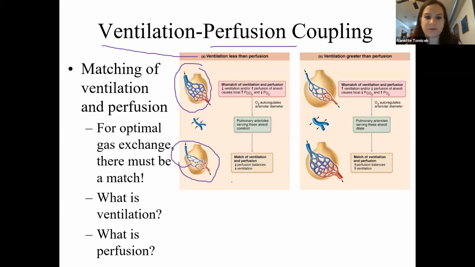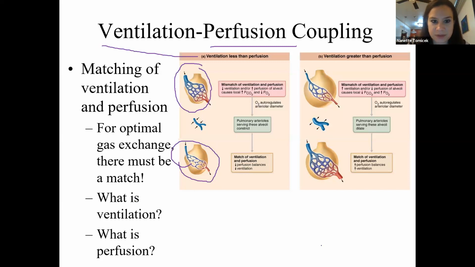If you need a refresher on the definition for perfusion, right, this is blood flow per tissue weight. So certain tissues weigh more, certain tissues are more densely in need of blood flow. So we have to make sure that we're matching ventilation and perfusion here.